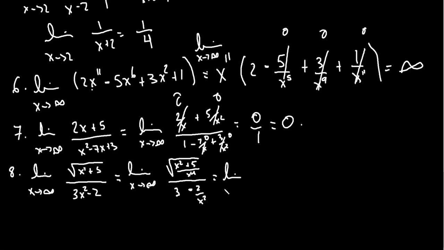Equals the limit as x approaches infinity. And so if I divide out this x to the 4th with each term, on the top I'll have a root of 1 over x squared plus 5 over x to the 4th, all over 3 minus 2 over x squared. Alright, so plugging in infinity, this will go to 0, this will go to 0. So we'll have the square root of 0 is 0, this will go to 0. So we'll have, again, a big fat 0.